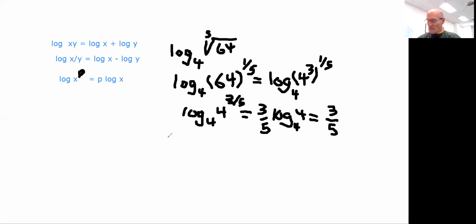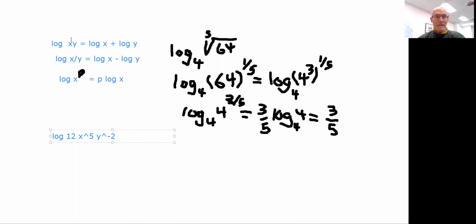Okay, so now that's one type of problem. Now the other thing, if you look across the bottom, you can use these to expand an expression. If I give you something like the log of 12x to the 5th times y to the -2 power.